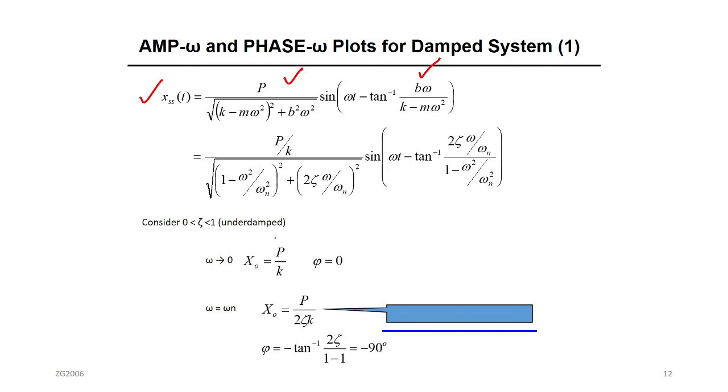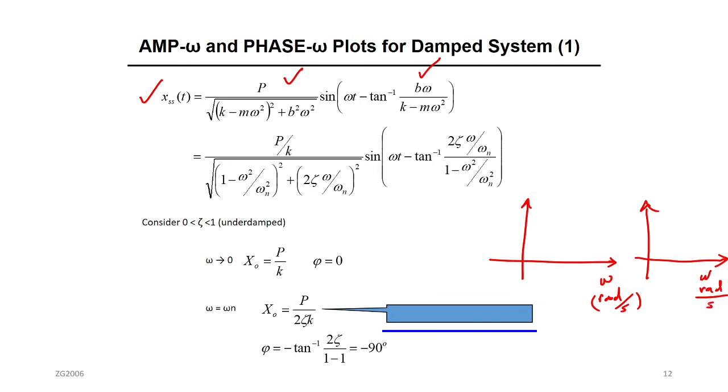Now, how are we going to draw this? The solution, you remember how to draw, right? You always need two plots. This is going to be omega, radian per second. This is going to be the same omega, radian per second. This is going to be the amplitude, X0. It's an absolute value, there is no unit. And this is going to be the phase in degrees.